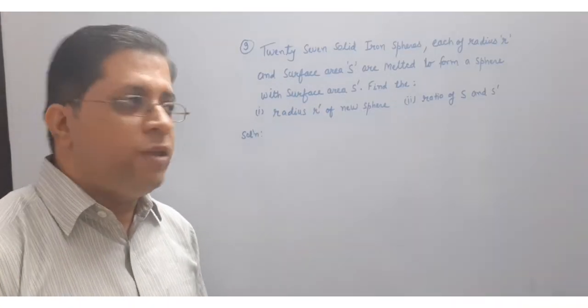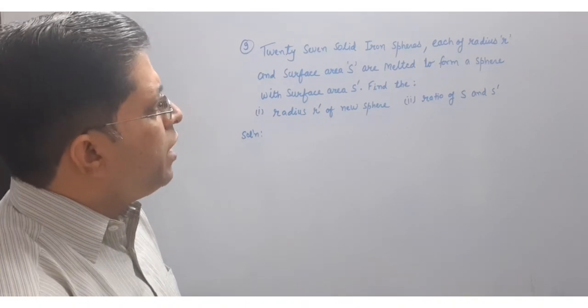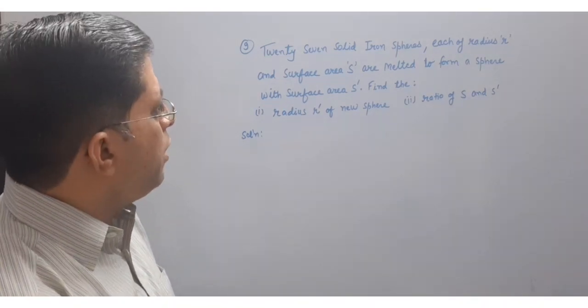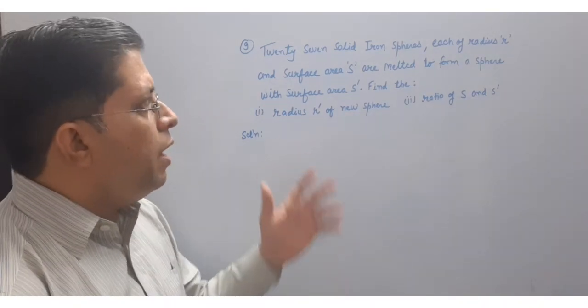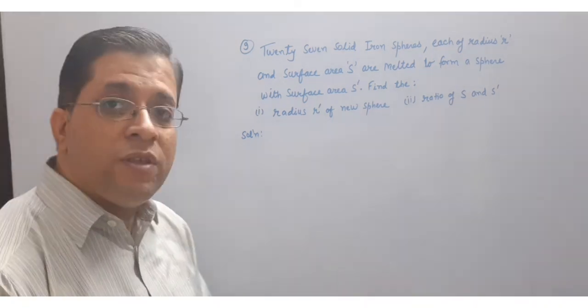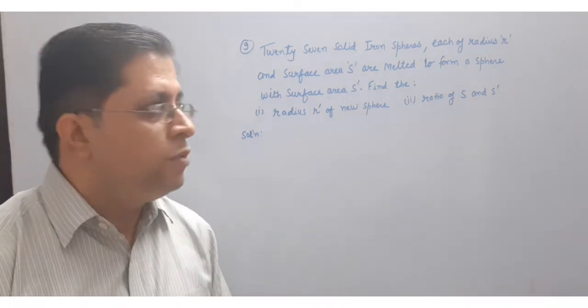Yes, the next question is: 27 solid iron spheres, each of radius r and surface area s, are melted to form a sphere with surface area s dash.